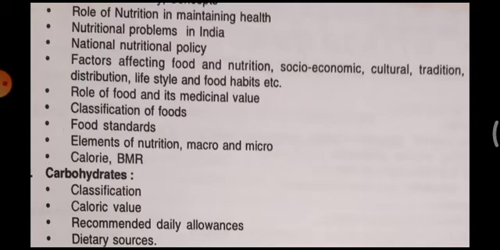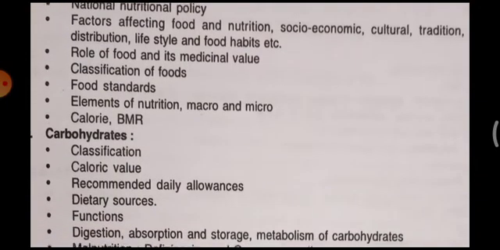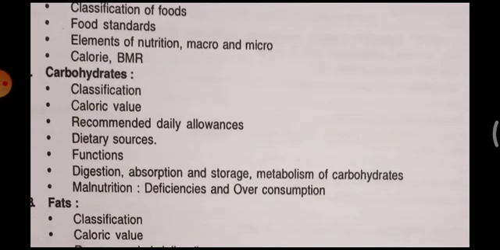and elements of nutrition, the requirement of nutrients in large or small quantities, macro and micronutrients, calorie, the energy requirement of the body and energy derived from food, and BMR, basic metabolic rate. These are the topics included in the first chapter.